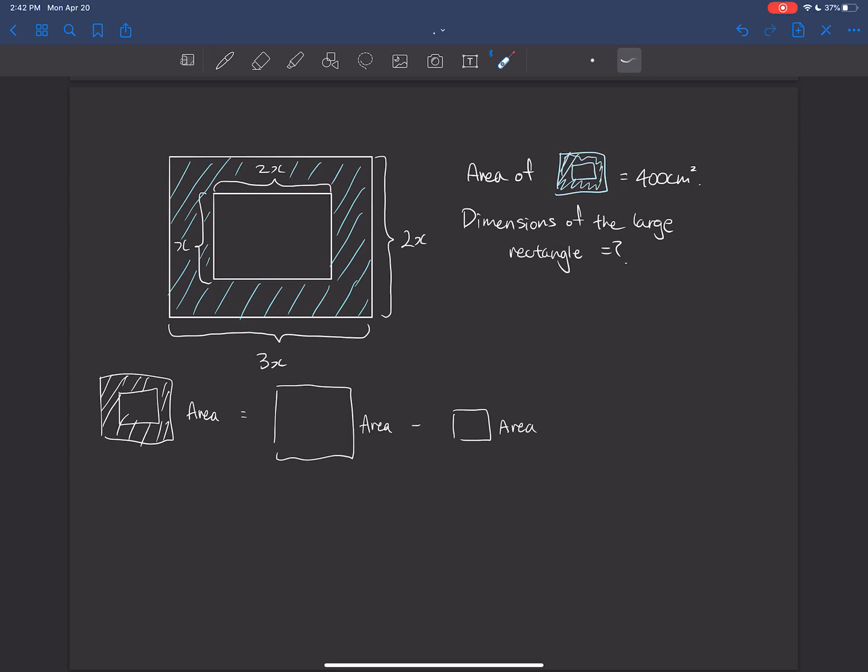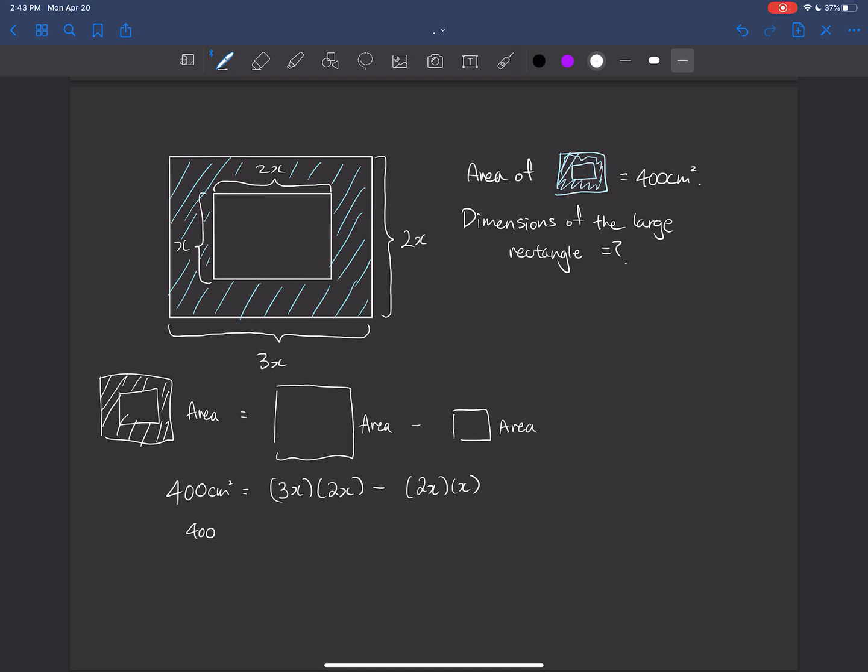So the width of the larger rectangle is 3x and the length is 2x. So the area of the larger rectangle would be 3x times 2x. And we want to subtract the area of the smaller rectangle. And we see that the width of the smaller rectangle is 2x and the length is x. So that would be 2x times x. And this is equal to 400 centimeters squared.